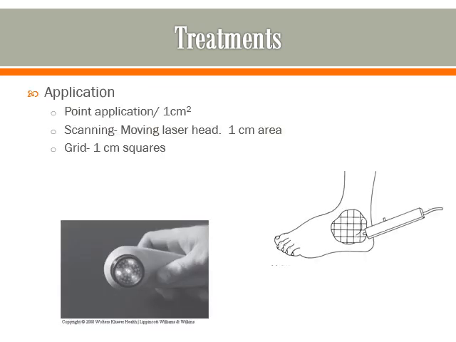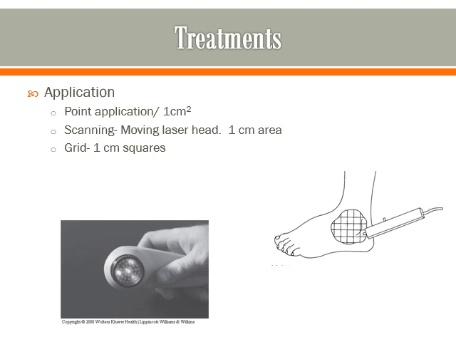So when we're looking at application, there's a couple different ways to do it. There's point application. Point application is really going to be based upon how big your treatment area is. If you have a very small area, you can just do point application. You just put the laser on the area. Typically you get about 1 centimeter squared with that, and you're going to put firm contact on the area, as close to the skin as possible. If you have an open wound, they recommend being about 1 to 2 millimeters away, so not necessarily putting it right on top of the open wound. But that's where you would do your point application.